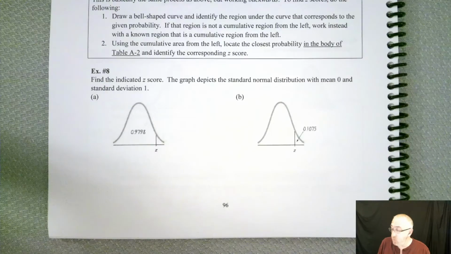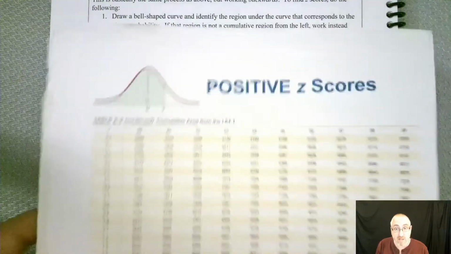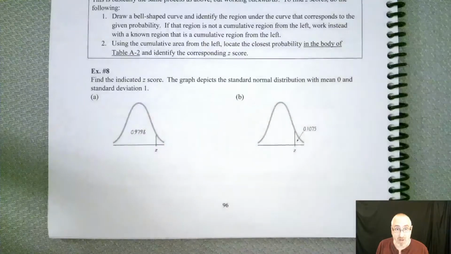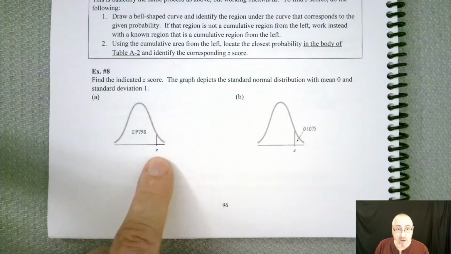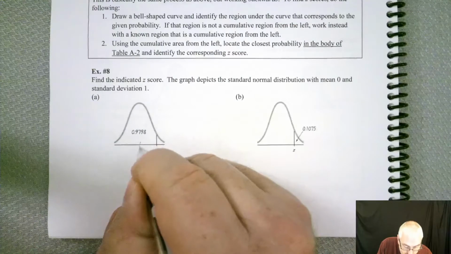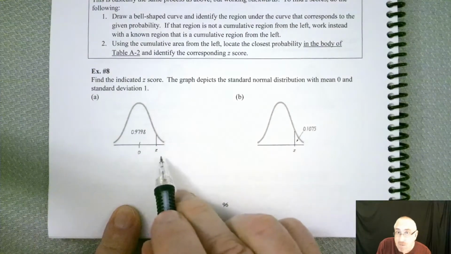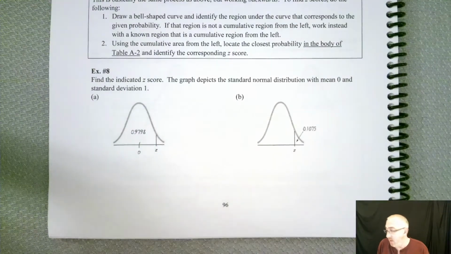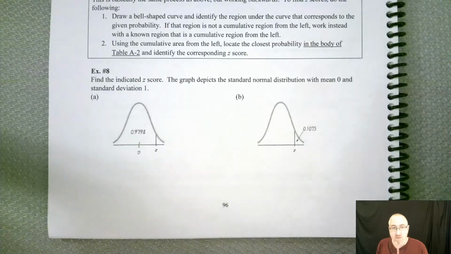Now, the question is which table should we use? Should we use the positive z-scores or the negatives? Well, where is the z located? We know 0 is right here, so z must be positive. There's no way around it. So we have to look at the positive z-scores.